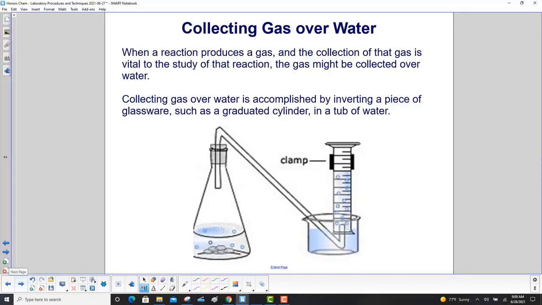When a reaction produces a gas, that's what's going on here, and the collection of that gas is vital to the study of the reaction, the gas can be collected over water. See the gas coming over like this, in here, and it bubbles up. Collecting gas over water is accomplished by inverting a piece of glassware, here's your graduated cylinder, in a tub of water. And you can see the gas bubbles up here.